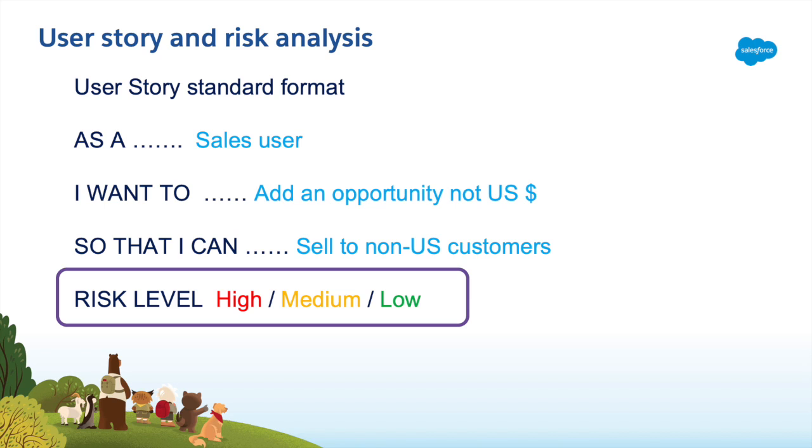But they need one more bit of information. They need to understand the risk level of a particular user story. They need to know whether it's high, medium or low, because then they can start to categorize the risk level of the release and understand what is the fastest way of getting it into production. Whether you have to go through all the phases of the development life cycle if it's high risk, or whether we can take a shorter route because it's medium or low risk.